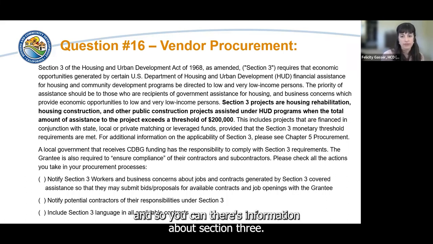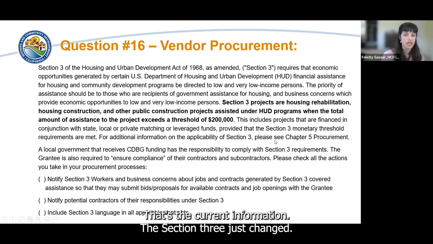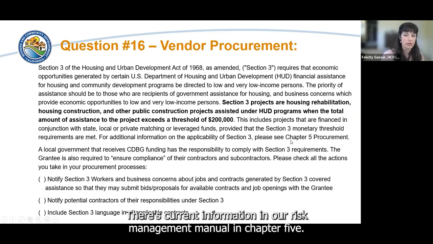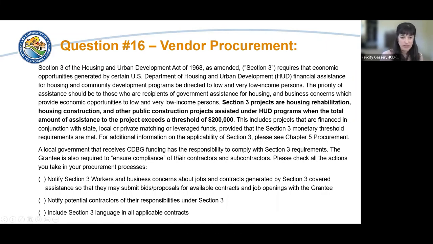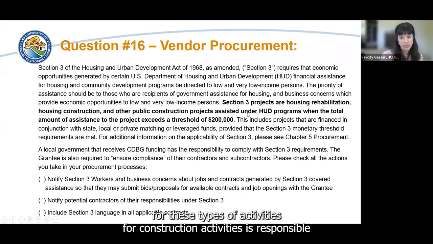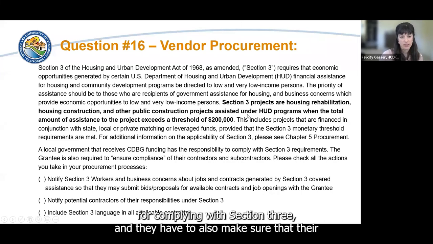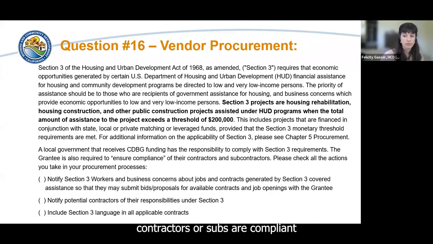And so there's information about section 3. That's the current information, because section 3 just changed. There's current information in our grants management manual in chapter 5. We can put a link to that in the chat in a moment. So a local government that receives CDBG funding for construction activities is responsible for complying with section 3. And they have to also make sure that their contractors or subs are compliant. So this is a mandatory requirement.